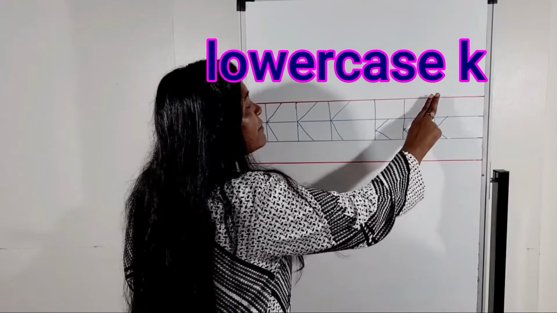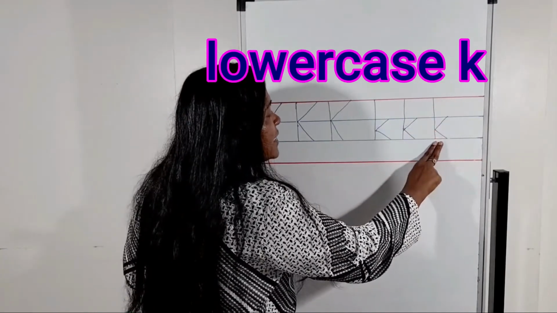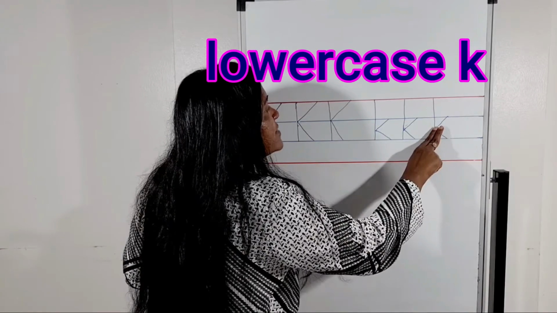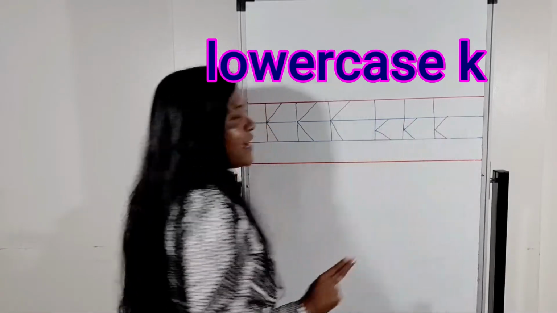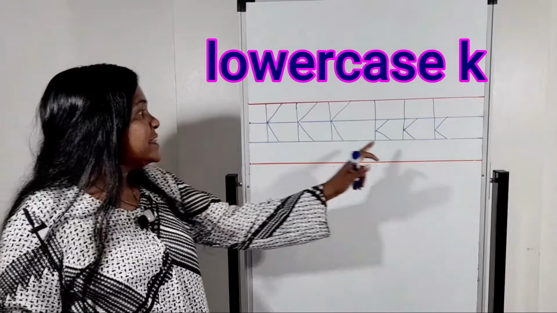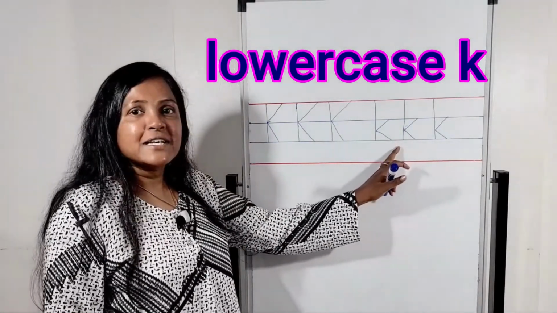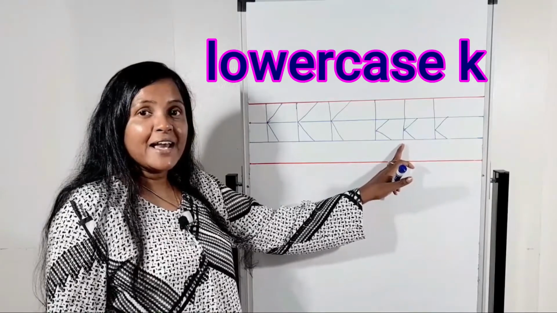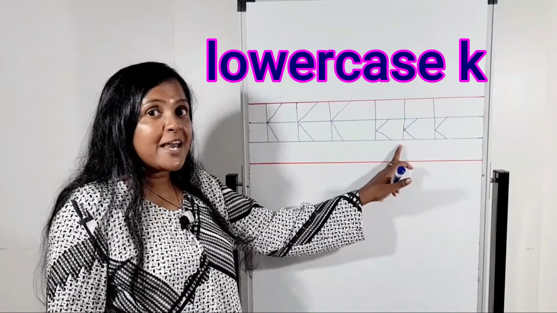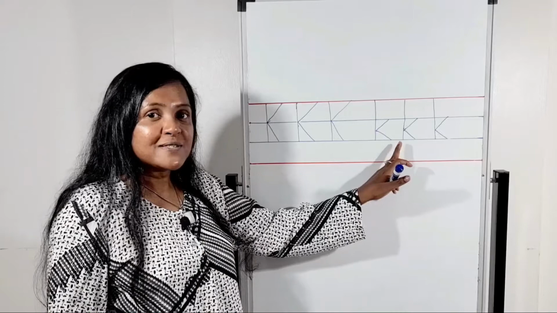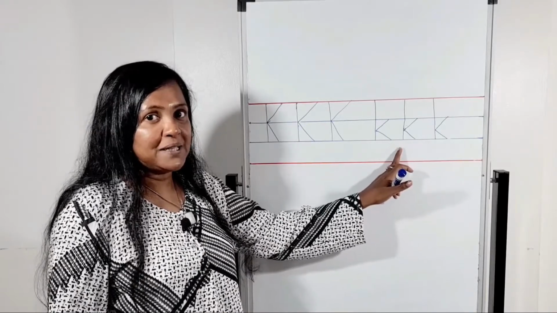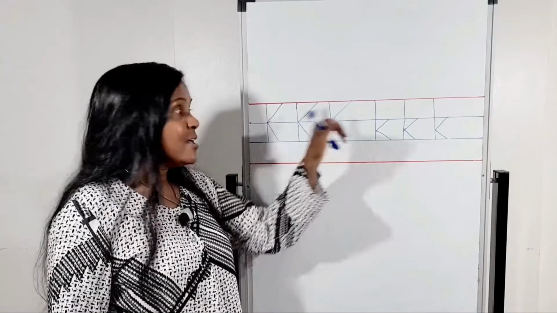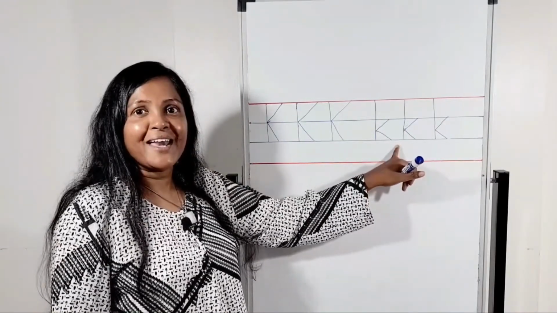One more time. Standing line. Go to the middle of the two tummy lines. Slanting line, slanting line. This we call as lowercase k, baby k, small k, simple k. If you call this as mother k, this will become baby k.